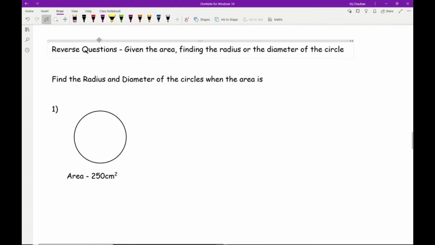So reverse questions are when you're given the area and you need to work out the radius or the diameter. Now if you do get this question, you'll only really need to work out either the radius or the diameter, so I'm going to show you how you work out both on any given question.